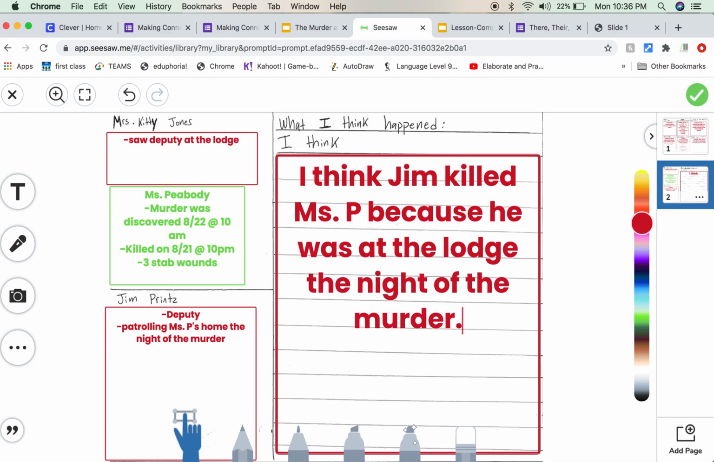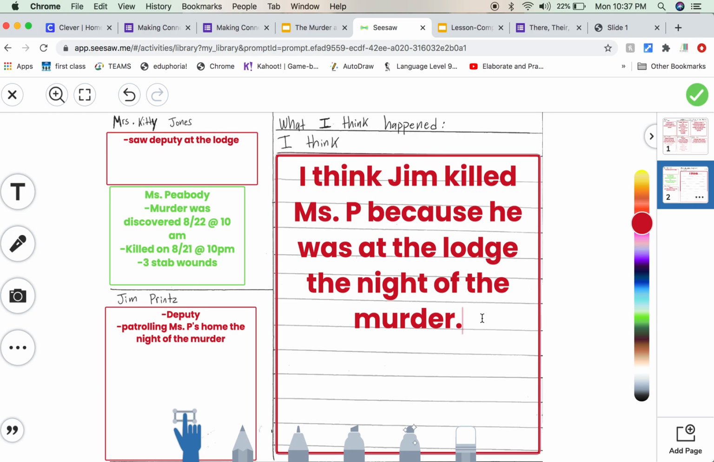So if I said that Jim killed Miss Peabody, I said, I think Jim killed Miss Peabody. Because I'm going to now explain why. After the word because is where you include the evidence. My clue is the evidence. It said, Jim was patrolling Miss P's home the night of the murder. So I said, because he was at the lodge the night of the murder, that's why I think Jim killed Miss Peabody. This is one sentence.